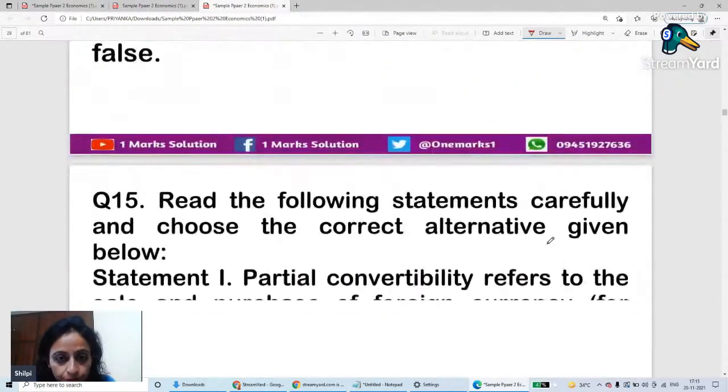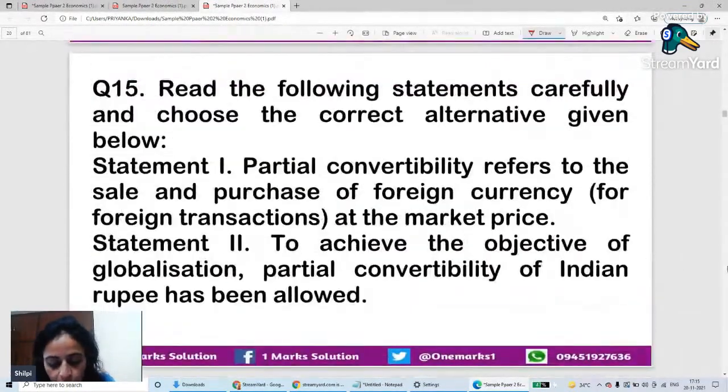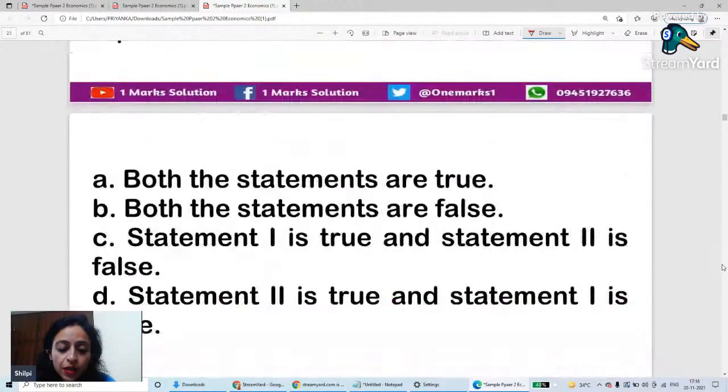Question number 15, read the following statements carefully. Again, a statement type question. Statement 1 says partial convertibility refers to the sale and purchase of foreign currency for foreign transactions at market price. No, partial convertibility does not mean this. It does not refer to the sale and purchase of foreign currency. So statement 1 is false. Statement 2 says to achieve the objective of globalization, partial convertibility of the Indian rupee has been allotted. No, this is also false. So we'll go for option B. Both the statements are false.